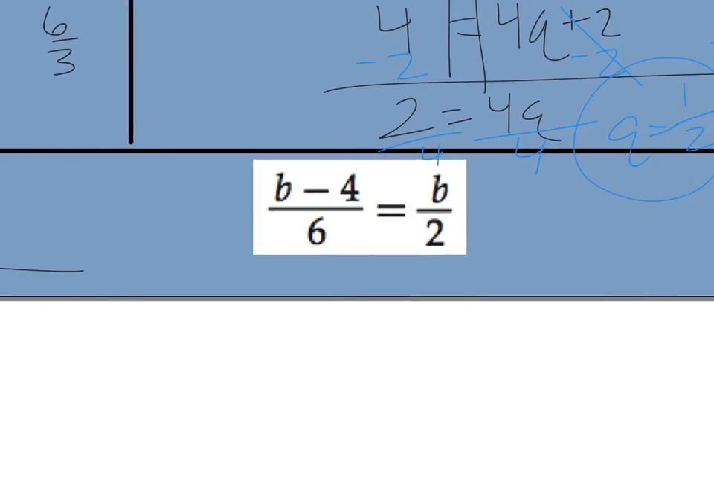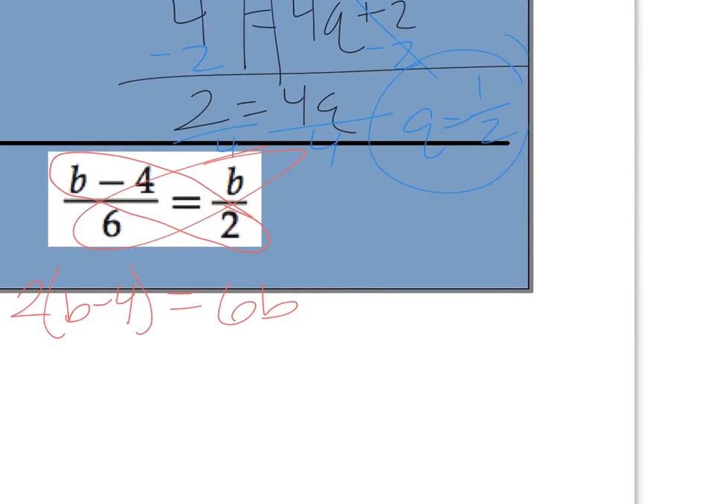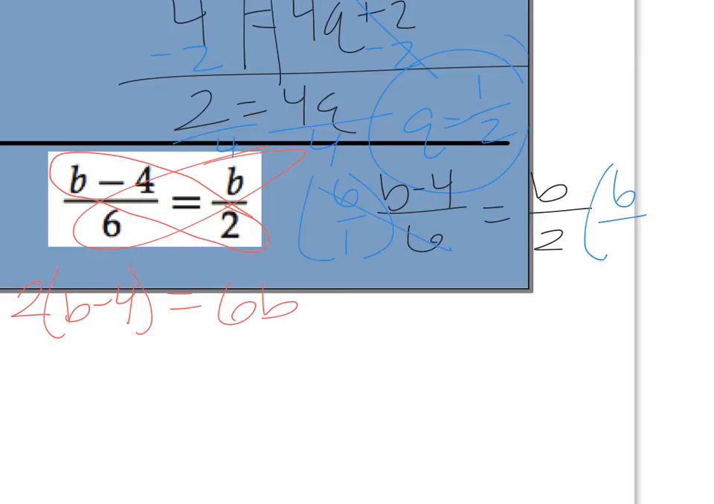You could do this two ways. You could do cross products. Or break it up into more steps, which I'm sure sounds fun for none of you. And just do okay. To get rid of the denominator, which we talked about, multiply by it. Do the same thing on this side. So then I get b minus 4 is equal to, well, 6 over 2 would be 3b.